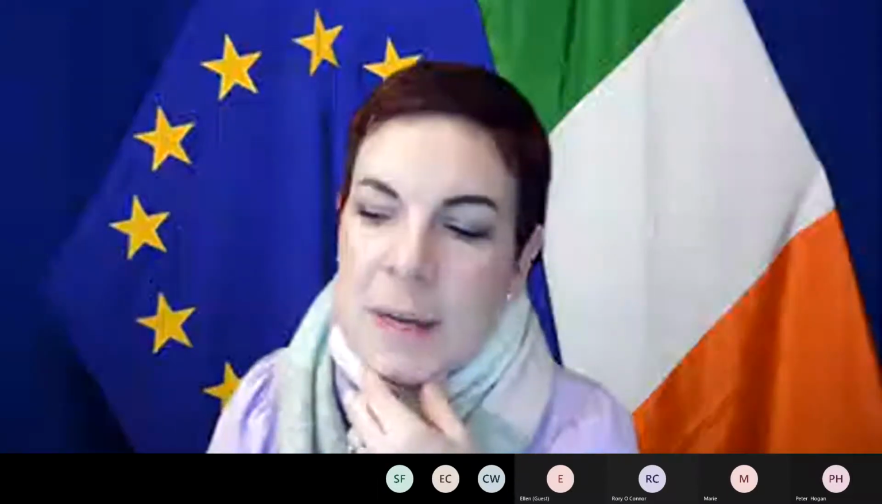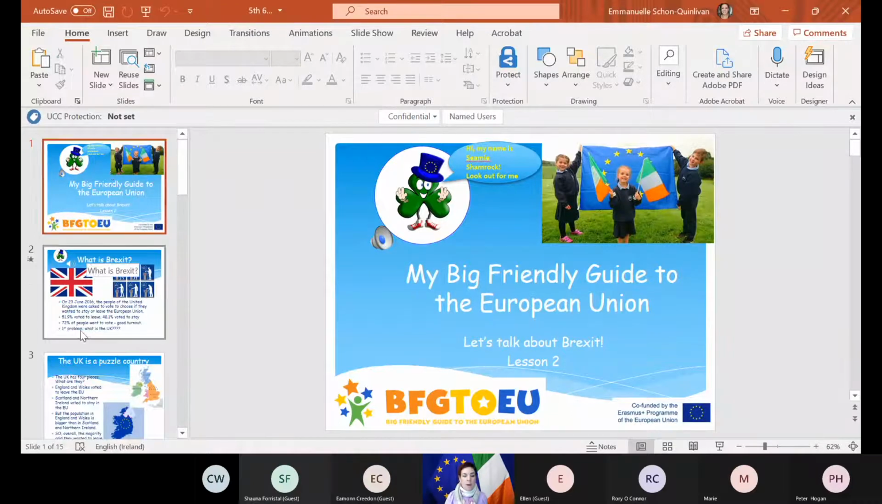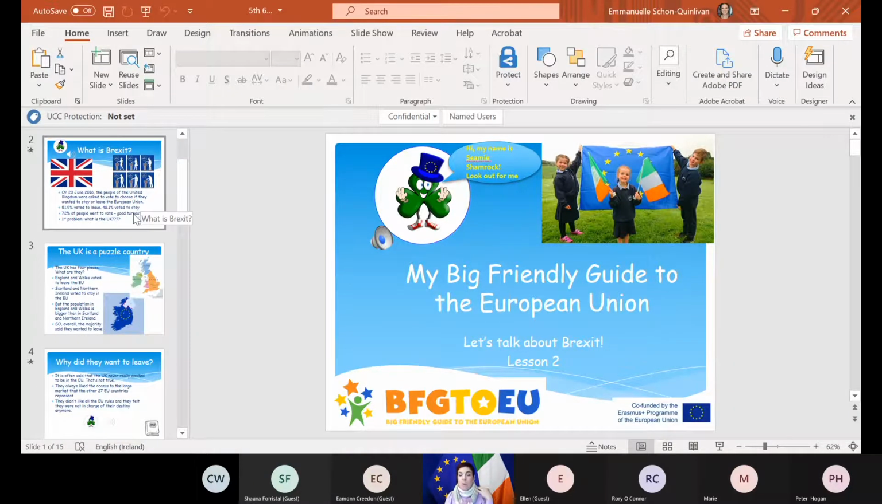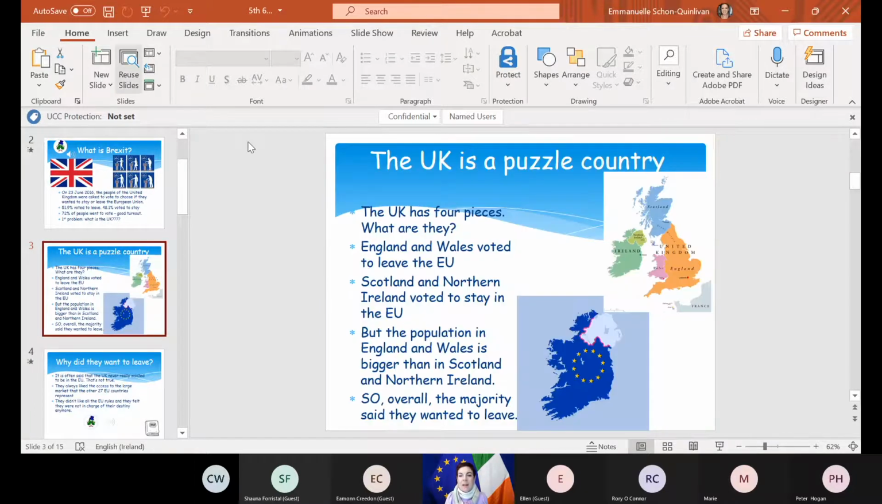Lesson 2 is about Brexit. It starts very much from the point that you cannot understand Brexit if you don't explain that the UK is a puzzle country. It's really important so that we don't say England left the European Union. Also to understand that the 4 pieces of the UK have left, but Scotland and Northern Ireland didn't vote in favour of it. That can explain a lot of the resistance around the process in those countries as well.